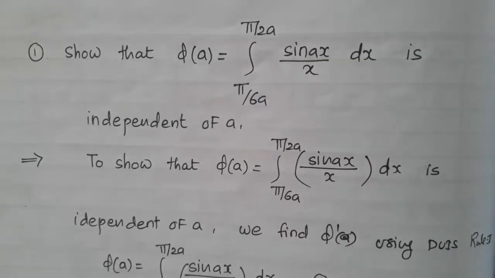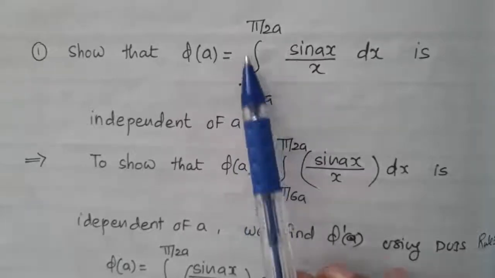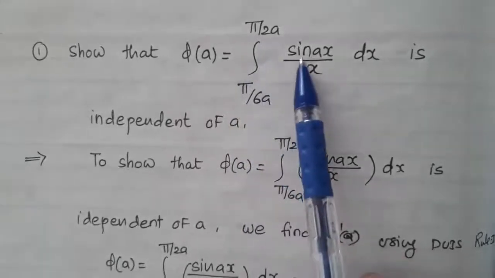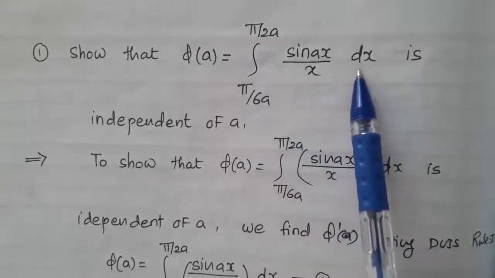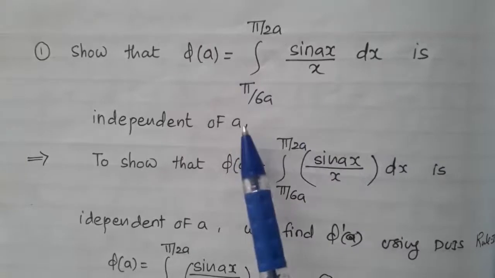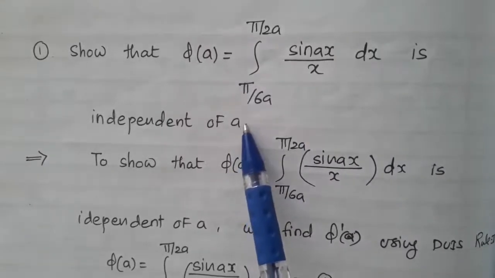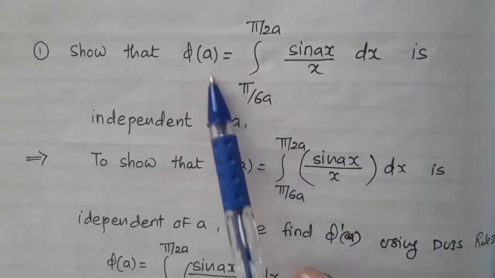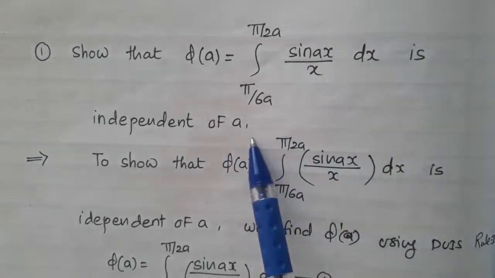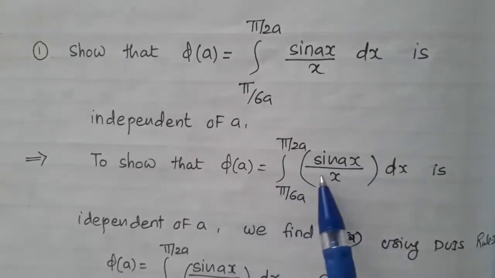Now we will see some examples on Leibniz rule 2. Example number 1. Show that phi of a is equal to the integral from pi upon 6a to pi upon 2a of the function sine of ax upon x dx. And we have to show that this phi of a is independent of a. So for that we have to use Leibniz rule 2 and show how this phi of a is independent of a.